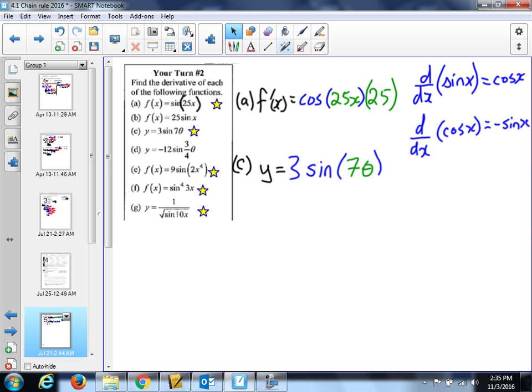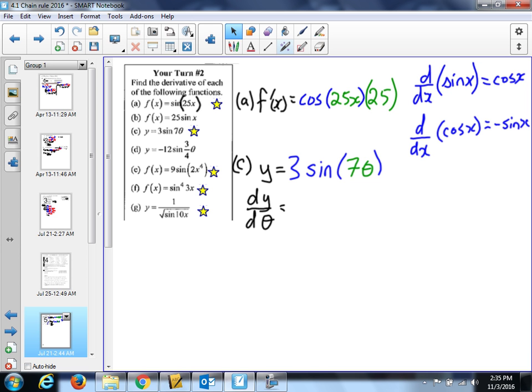Now, would it be correct to say dy by dx in this case? What's the variable you're doing it with? Theta, so y prime, but let's use dy by d theta. Just because, you know, if it was a t, dy by dt, that kind of thing. Just to get you used to that. We're doing the derivative of the y function with respect to the variable theta. Okay?